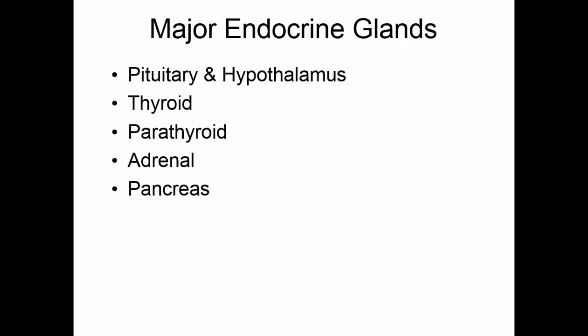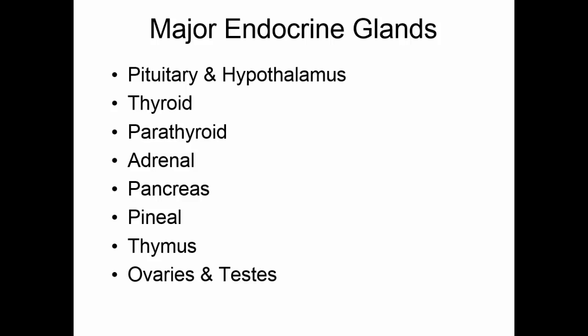The pancreas is a gland that does double duty. It has a major endocrine function, but it also functions in the digestive system. The pineal gland and the thymus are endocrine glands. The thymus also does dual duty. It plays a role in the immune system. The ovaries and testes play dual duty. They work in the reproductive system as well as secrete hormones.